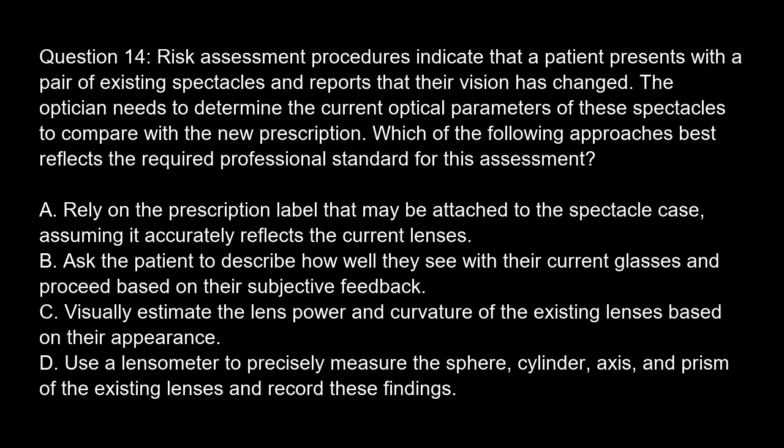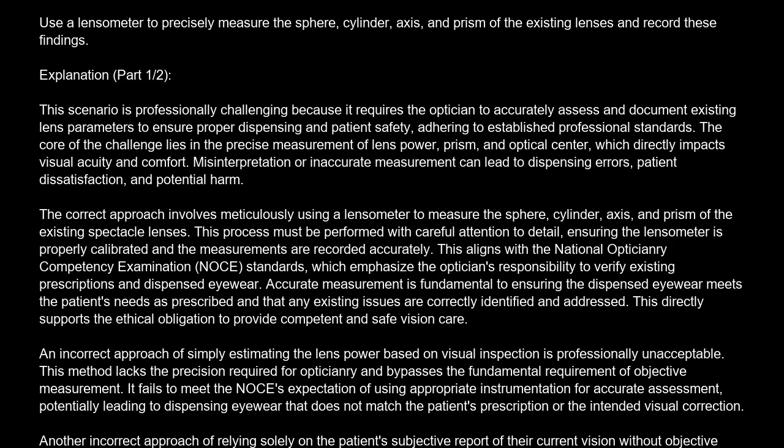Visually estimate the lens power and curvature of the existing lenses based on their appearance. Option D. Use a lensometer to precisely measure the sphere, cylinder, axis, and prism of the existing lenses and record these findings. Correct answer is D. Use a lensometer to precisely measure the sphere, cylinder, axis, and prism of the existing lenses and record these findings. Explanation.